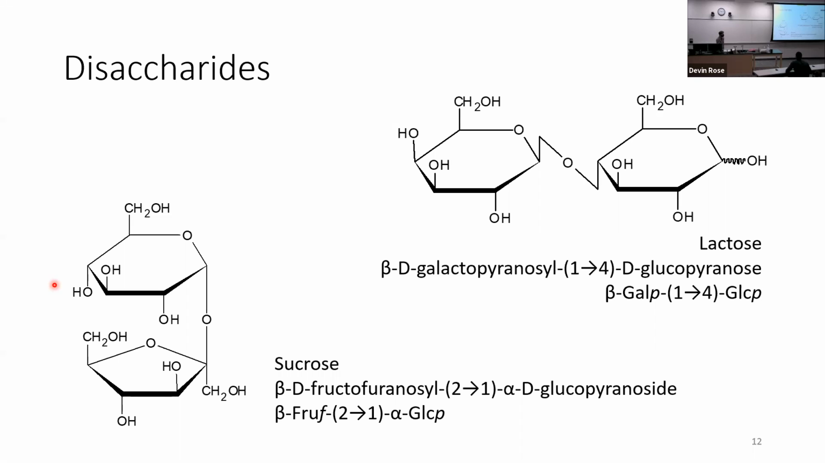The only way that we can get sucrose to participate in non-enzymatic browning is if we hydrolyze this linkage and have glucose and fructose. And then it will brown. But by itself, without breaking down, sucrose will not brown like these other reducing sugars do.